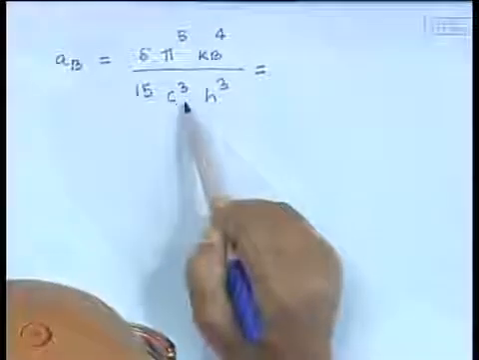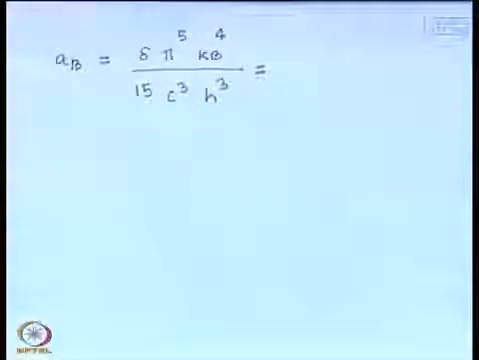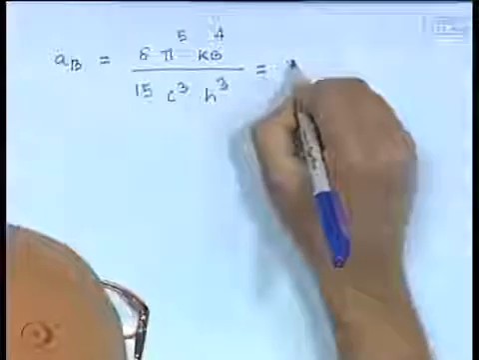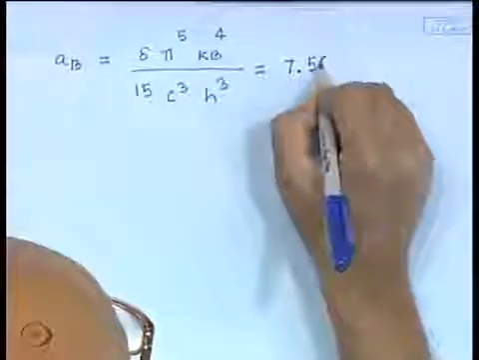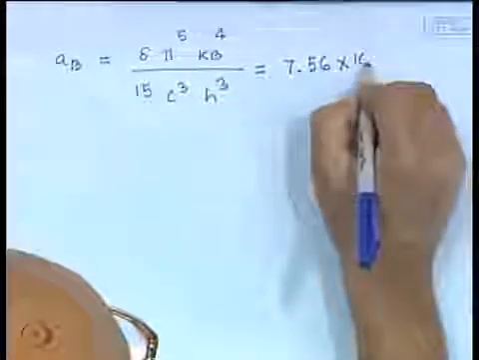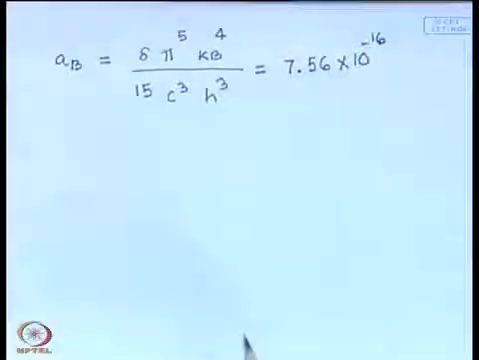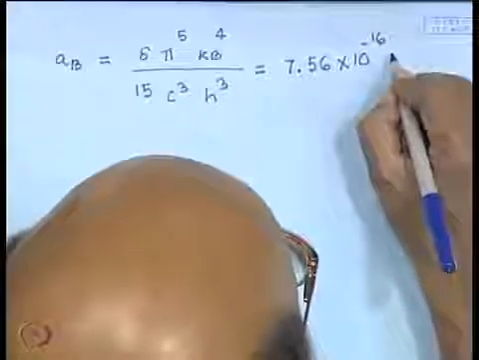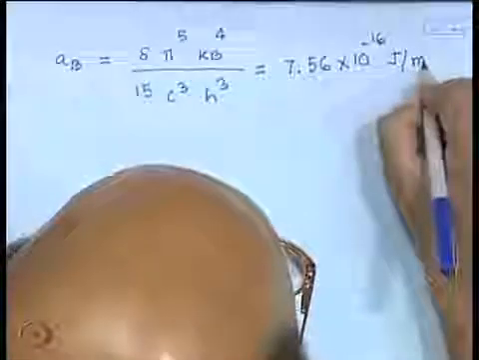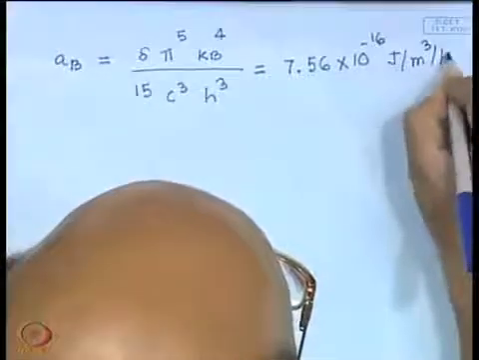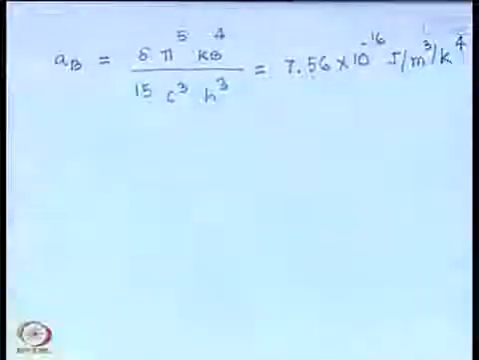Now, these are all fundamental constants. This is the Boltzmann constant, this is the Planck constant, this is the speed of light, and pi. So, you put in all the values, and what you get is that this is equal to 7.56 into 10 to the power minus 16 joules per meter cube by Kelvin to the power 4.